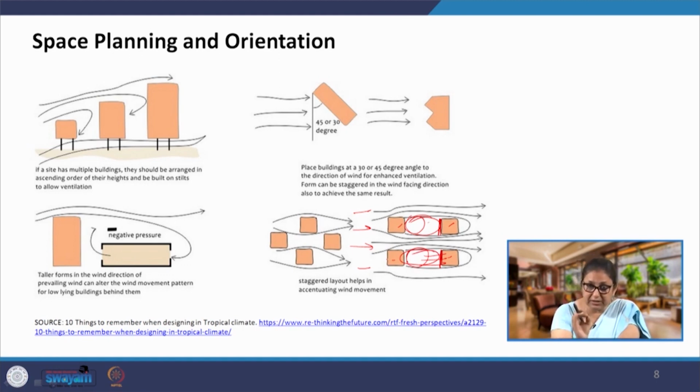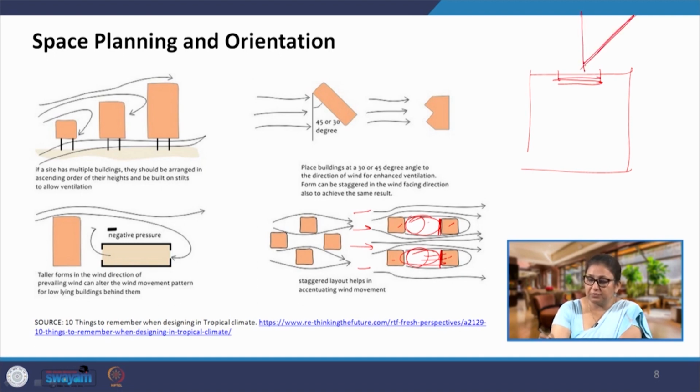Preferably, the fundamental should remain that if we have to provide a window for natural ventilation, then it has to be between 45 to 90 degrees of the windward direction. So, if this is the windward direction, at max we can provide a window which is up to 45 degrees of that angle. Anything beyond that will not help in natural ventilation.